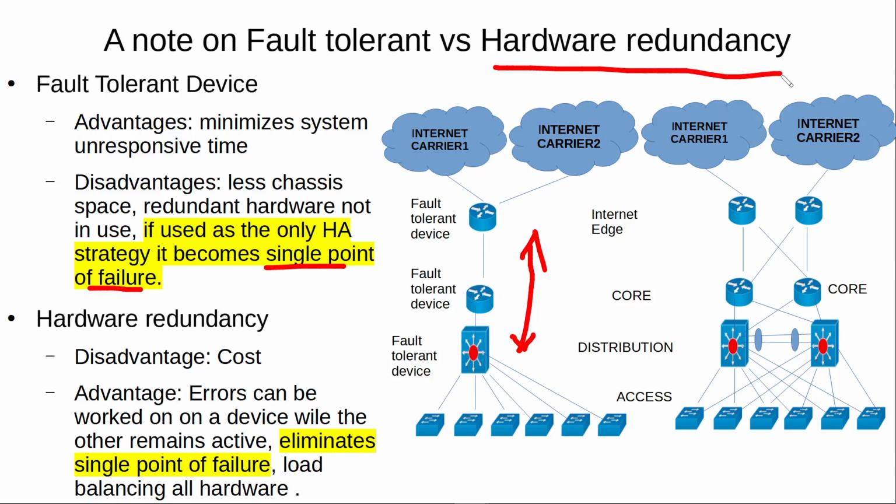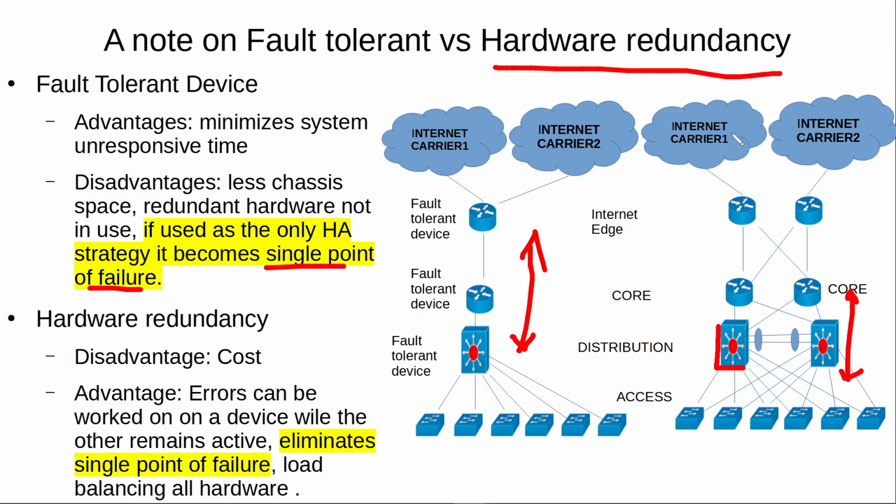redundancy. Hardware redundancy will give you more advantages because, for instance, if one device becomes buggy, you can isolate it from the network and keep your network running, work on that device, and then when you fix it, you can put it again into your operating network without ever disrupting any traffic at all.